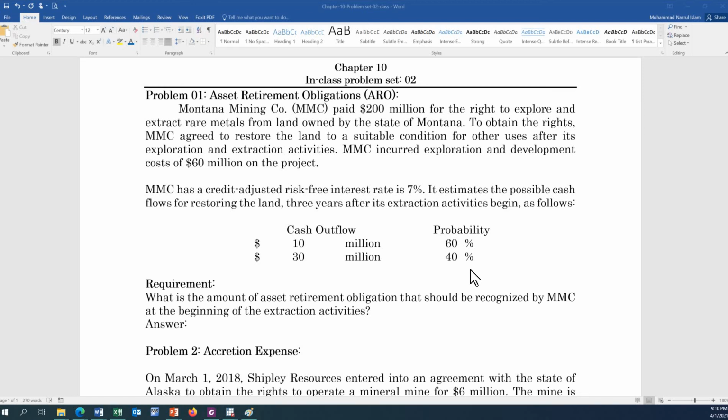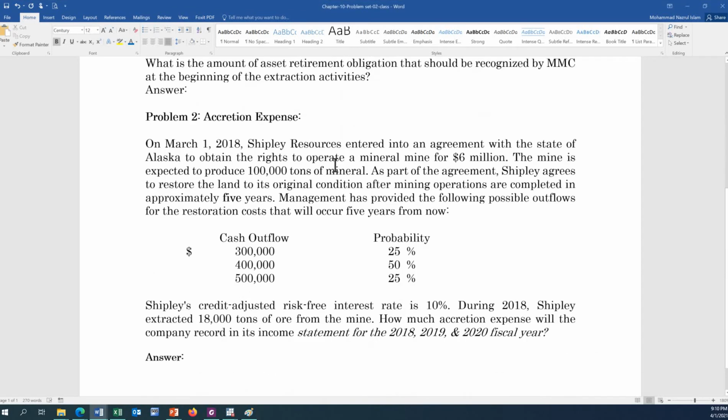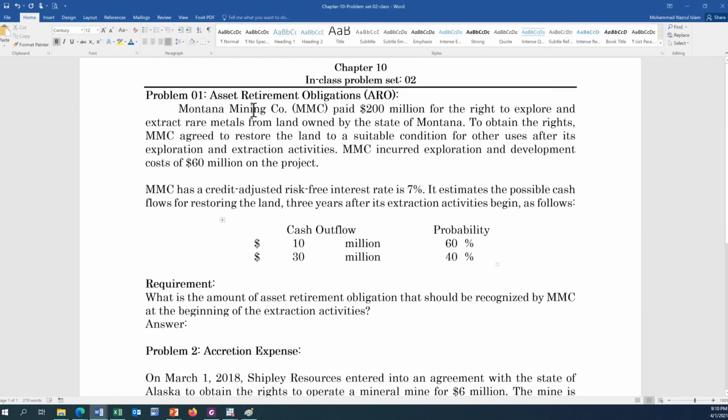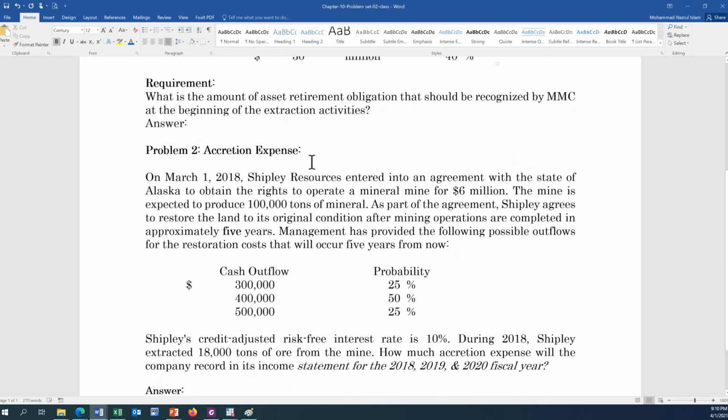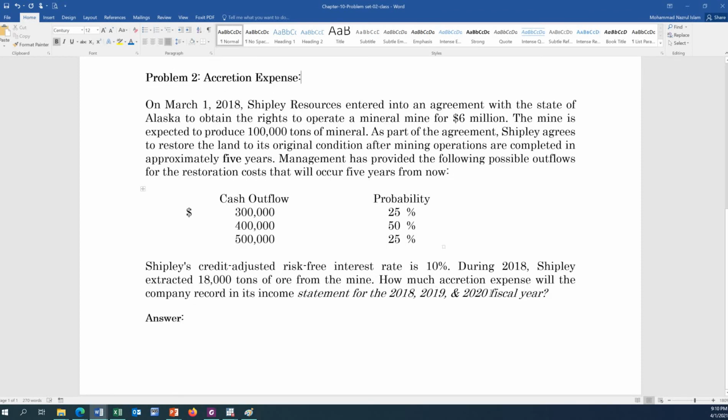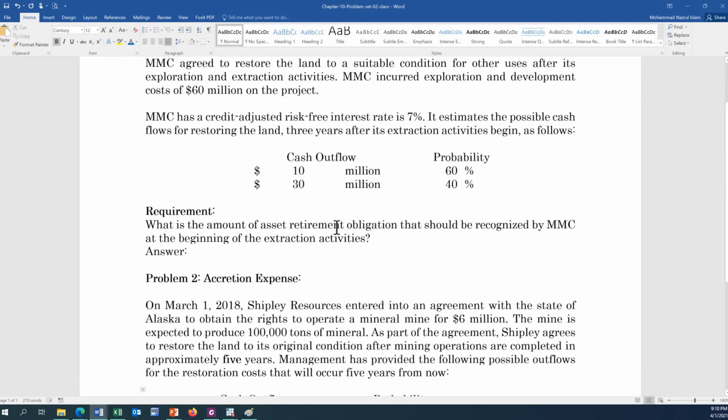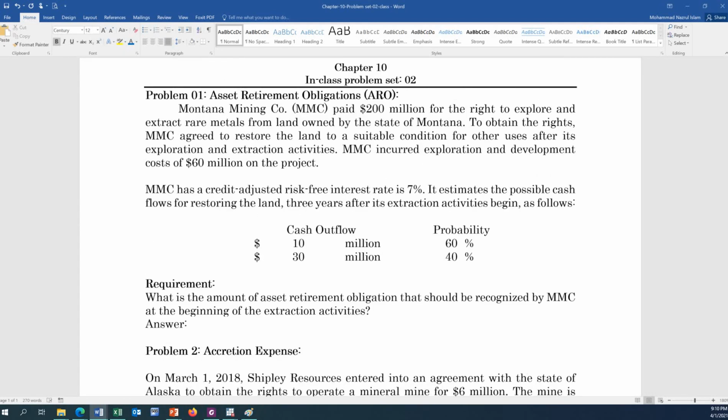Hello, welcome again. So in this part, we will solve the problem set 2 from chapter 10. Here we have only two problems. In the first problem, we will calculate the asset retirement obligation, and in the second problem, we will calculate the accretion expense for 3 years. So let's go.